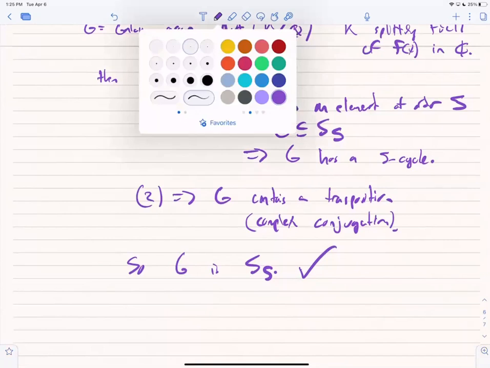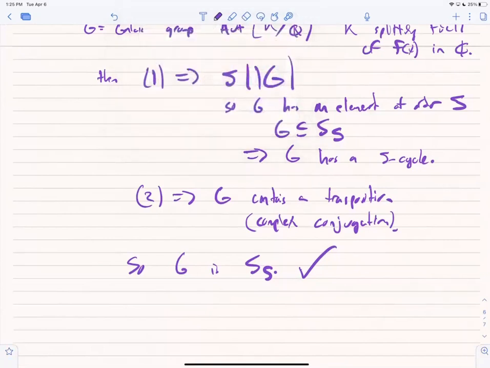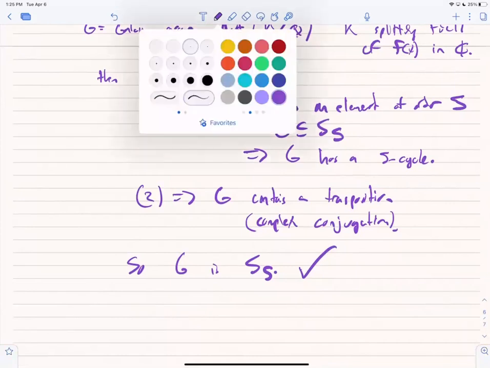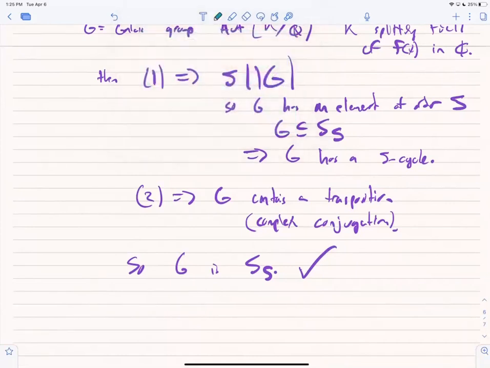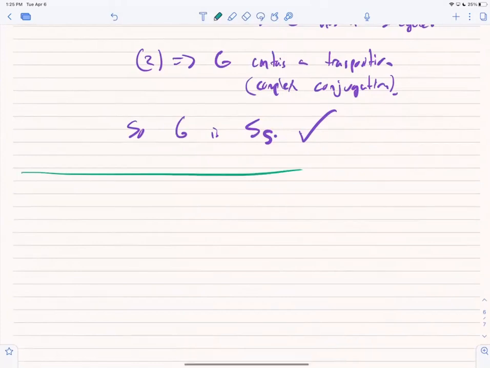Having done these examples, talking about how to compute the Galois groups of polynomials and seeing some applications, maybe the right question now is to ask: what is the Galois group of a polynomial? What is it measuring?